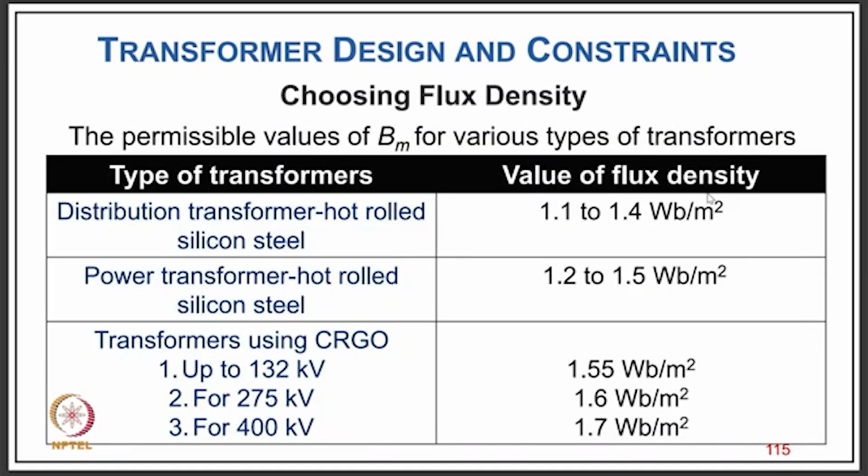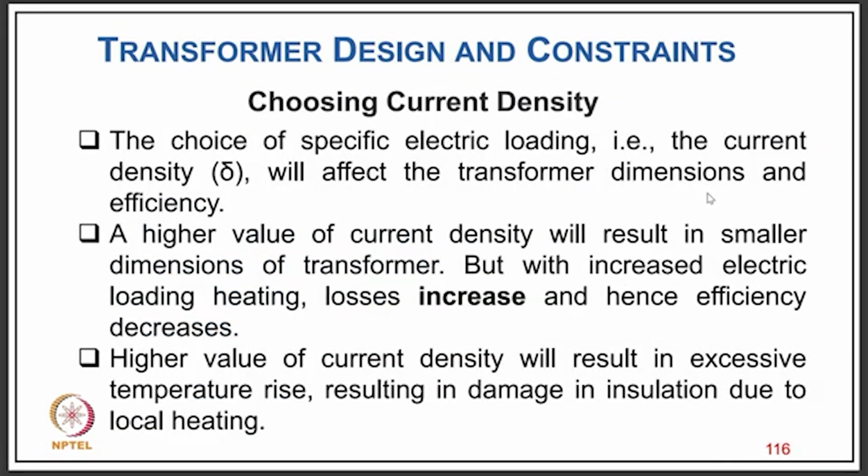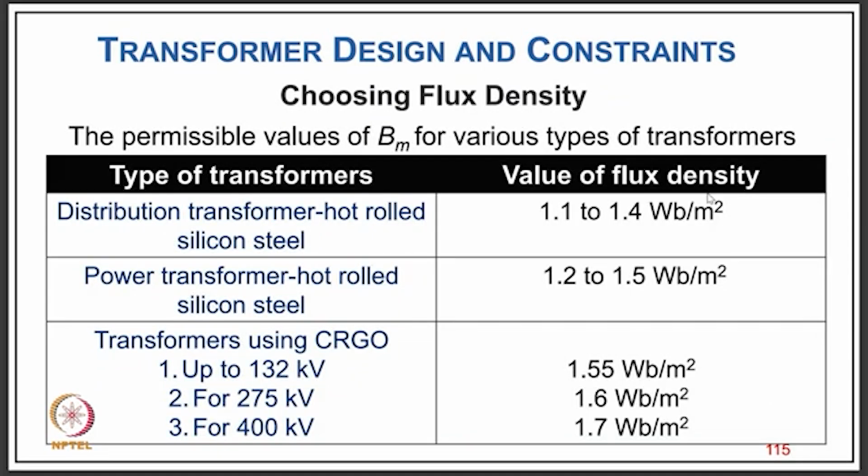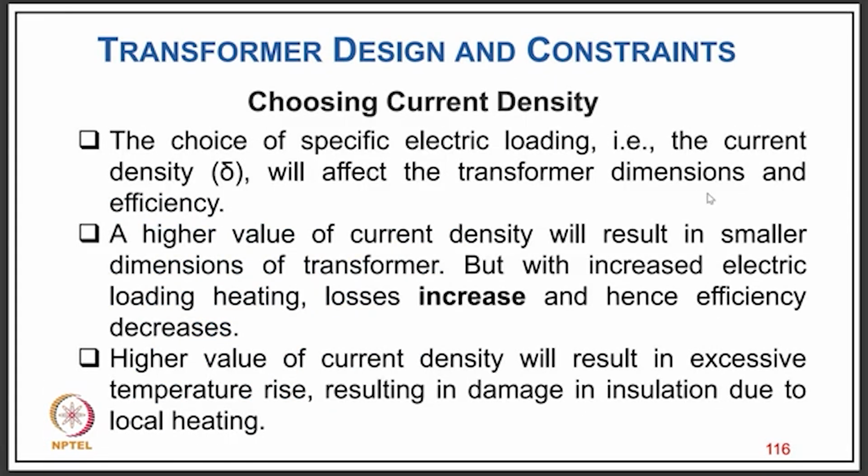You can see the permissible values of flux density Bm for various types of transformer. For a distribution transformer with hot rolled steel, flux density is 1.1 to 1.4 Tesla. Power transformer with hot rolled steel is 1.1 to 1.5 Tesla. Transformers using cold rolled grain oriented steel up to 132 kV, it is 1.55 Weber per meter square, for 275 kV transformer 1.6 Weber per meter square, and for 400 kV transformer 1.7 Weber per meter square. So you can see that as the voltage rating as well as power rating goes higher, a higher flux density is used so that the size of the transformer is reduced. Of course, we have to use better cooling.